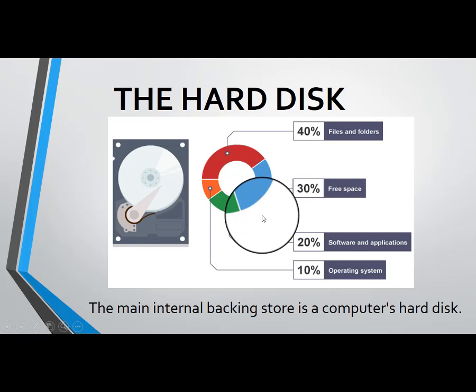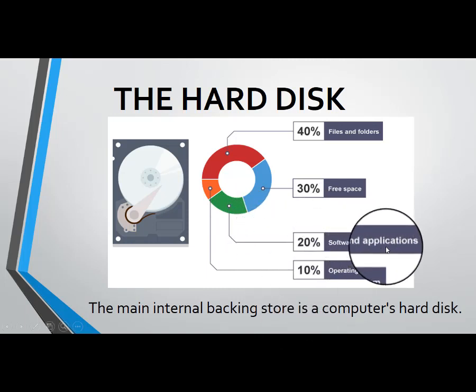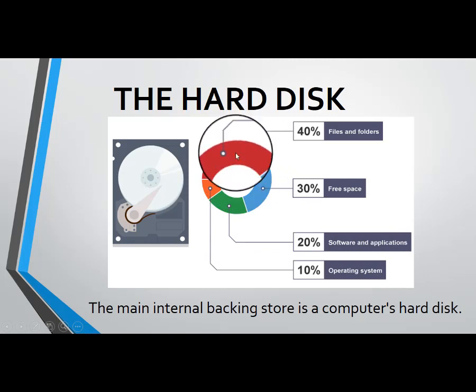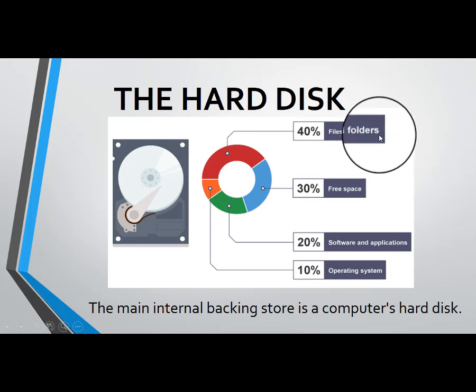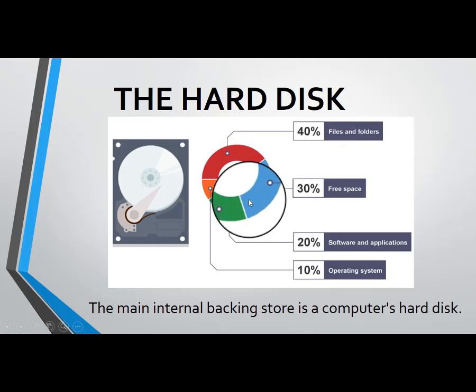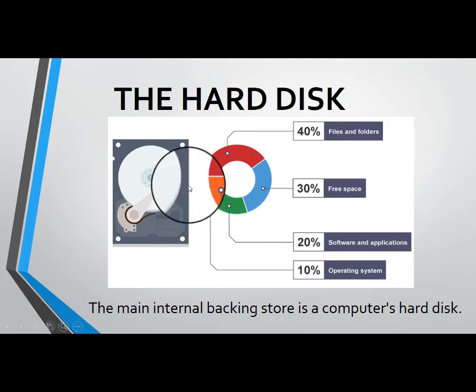Like I said, in a hard drive, the permanent storage, you have 10% of an operating system. Remember, an operating system is very, very important. It runs in your computer. It keeps running in your computer. Furthermore, your apps and software need to be saved in the same hard drive. The same hard drive has to keep your files and folders. Nevertheless, your hard disk drive should have free space for your future files.